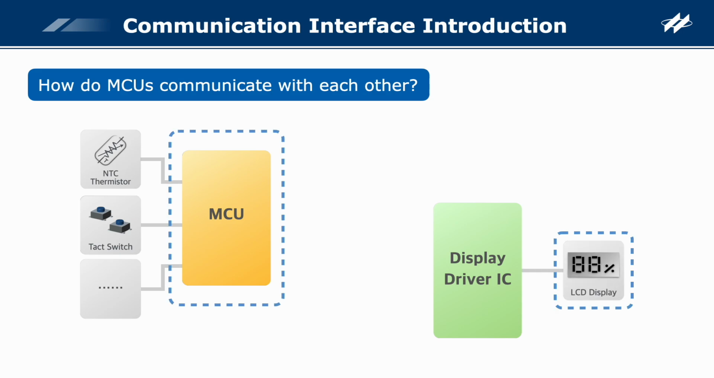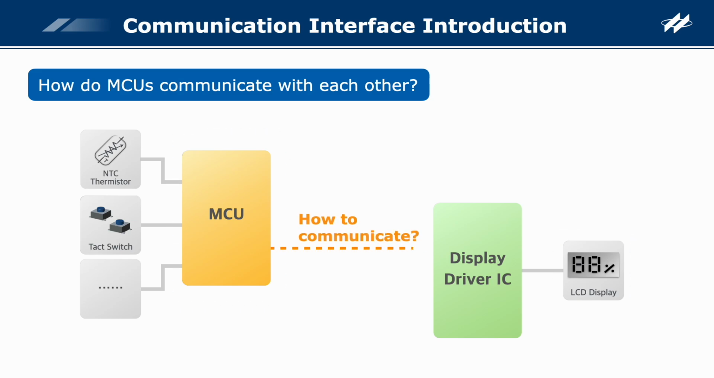However, how can the functional data implemented by the main control MCU be displayed on the screen? This requires a communication between the main control MCU and the display driver IC. The main control MCU sends the display data to the display driver IC, which then controls the display on the screen.